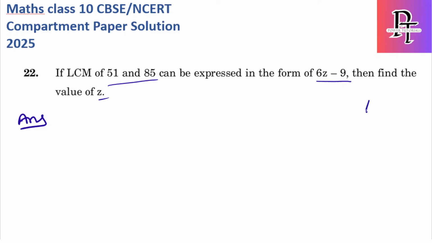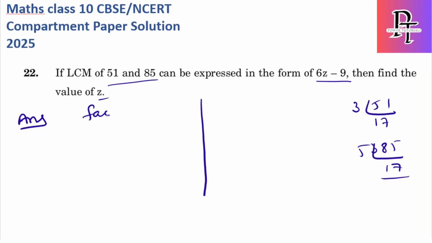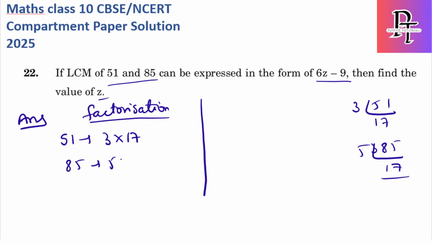Okay, so for 51, if you want to write the factors, it becomes 3 times 17 is 51. 17 is a prime number, so no further factors. Again for 85, if I divide by 5, 5 times 17 is 85. So I will solve both the methods as I mentioned. This is the prime factorization method. Using the prime factorization method, I can write 51 as 3 into 17, whereas 85 I can write as 5 into 17.